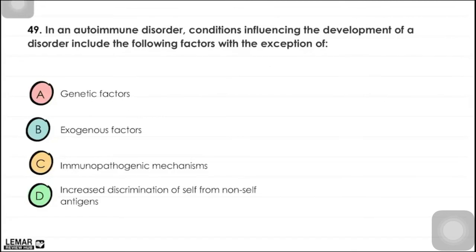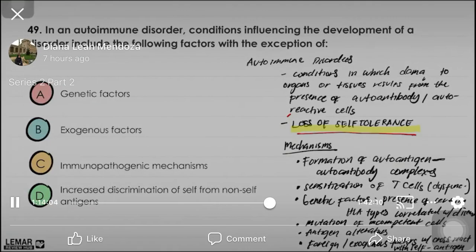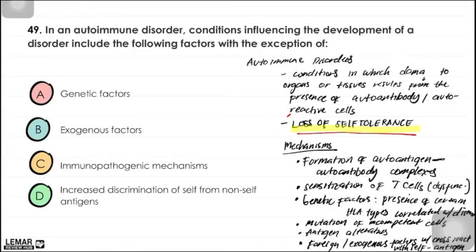Okay. So, let's discuss first autoimmune disorders. Autoimmune disorders are conditions in which there is damage to organs or tissues resulting from the presence of autoantibodies and autoreactive cells. Auto means self. So these are antibodies which attack their own antigen, and also T cells, or autoreactive cells, reacting to their own antigens.